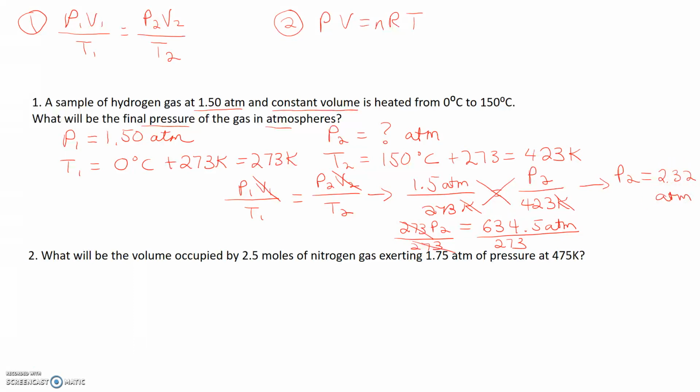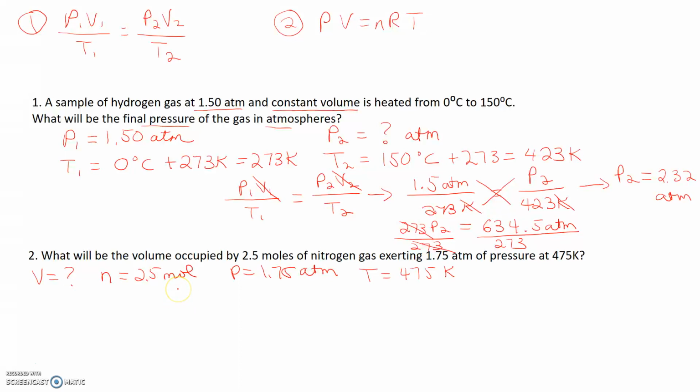Number 2, what will be the volume occupied by 2.5 moles of nitrogen gas? So I'm given 2.5 moles of nitrogen gas exerting pressure of 1.75 atm at temperature 475 Kelvin. It's given in Kelvin, so I don't have to do anything. Looking at this, I'm looking for volume.